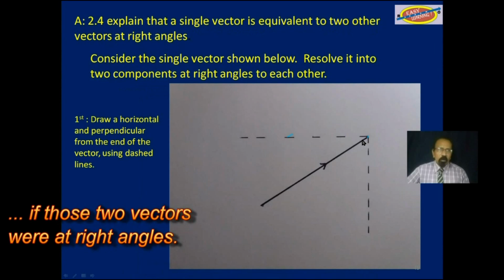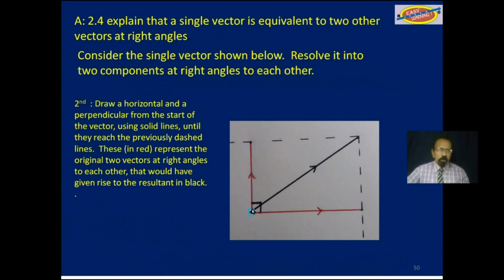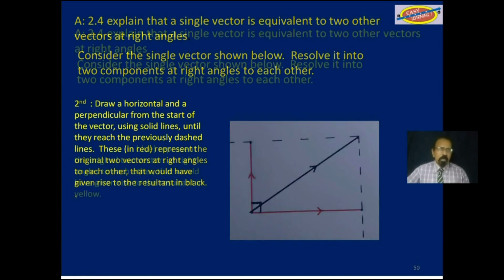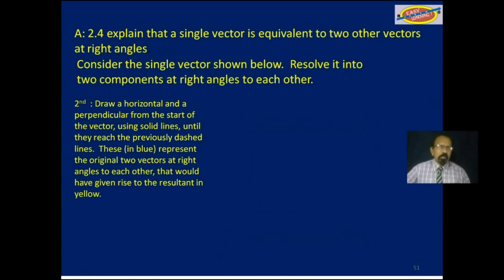You draw a broken line horizontal like that and vertical like this. And then from this original point, you draw one force or one vector going like that until it touches that broken line, one going like that until it touches that. And those are your two original vectors at right angles that would give you this as the resultant. It's fairly easy to calculate too. So let's look at another example.